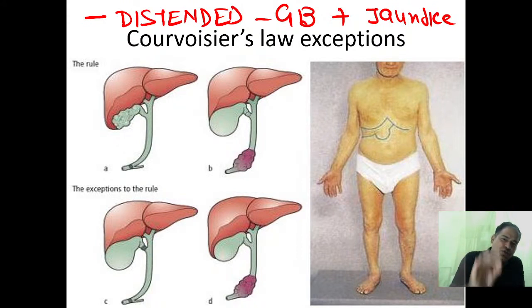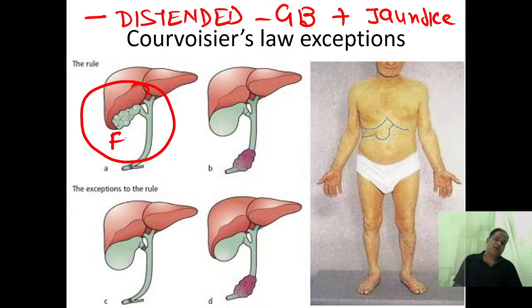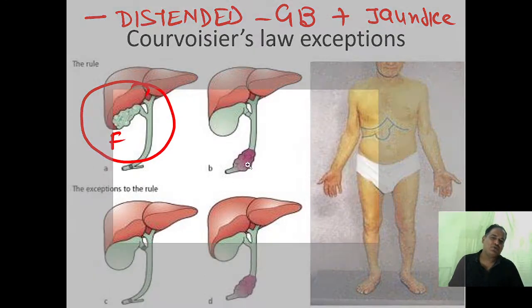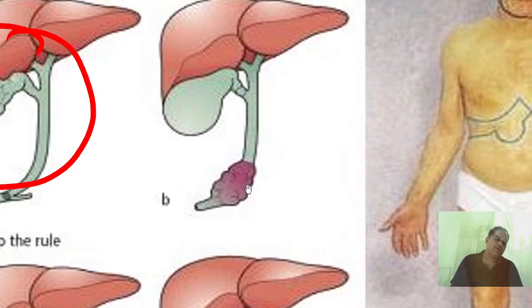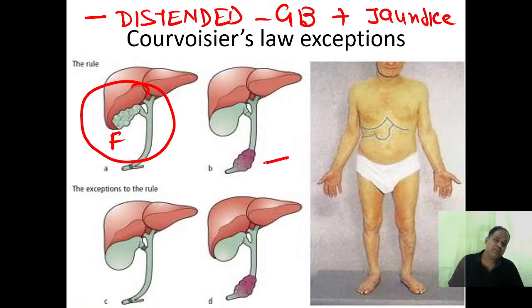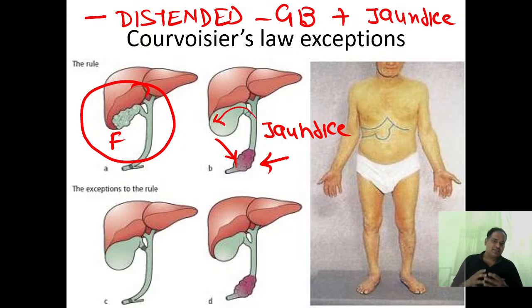Why? Because if gallstones are present, there will be fibrosis, as you can see over here. So Courvoisier's law states that it is most commonly due to pancreatic cancer. It is most commonly due to distal common bile duct obstruction, which is caused by peripancreatic cancer around the pancreas. Peripancreatic means around the pancreas. If there is cancer over here, that will cause obstruction to the flow of bile, that will cause jaundice, and the gallbladder would become distended. This is Courvoisier's law.